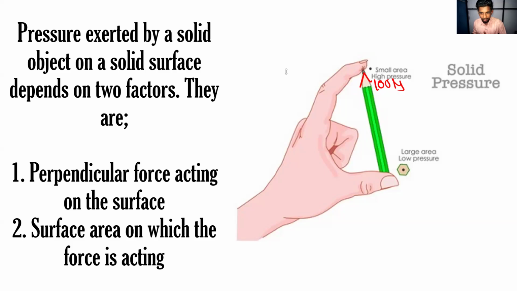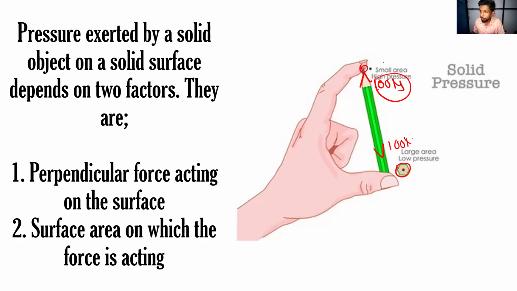Right. So here we are going to apply 100 Newton force, and here we are going to apply another 100. The same force will be applied, right? When you are pressing a pencil from both sides, you will be applying the same amount of force. But even though you are applying the same amount of force, at this point you will feel more pain, and at this point you will feel lower pain. Do you know the reason for that?